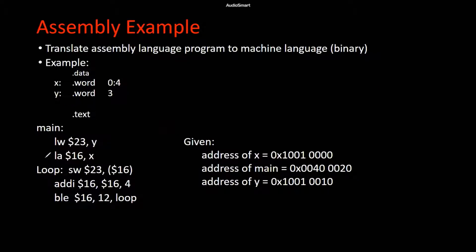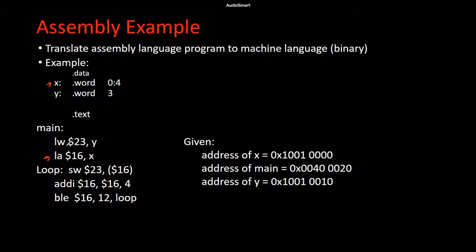Now let's look at the LA here. LA is basically a load address instruction. It's going to look at the address of X, which is a label here, and it's just going to load the address into register 16. So previously, with load word, we saw how we are loading the content of a label. Here, load address is basically a simpler version of load word in terms of converting it.